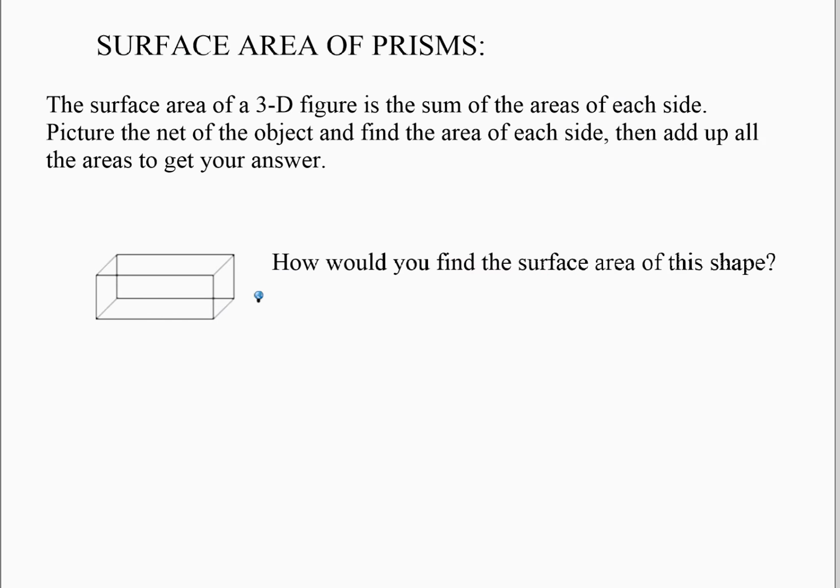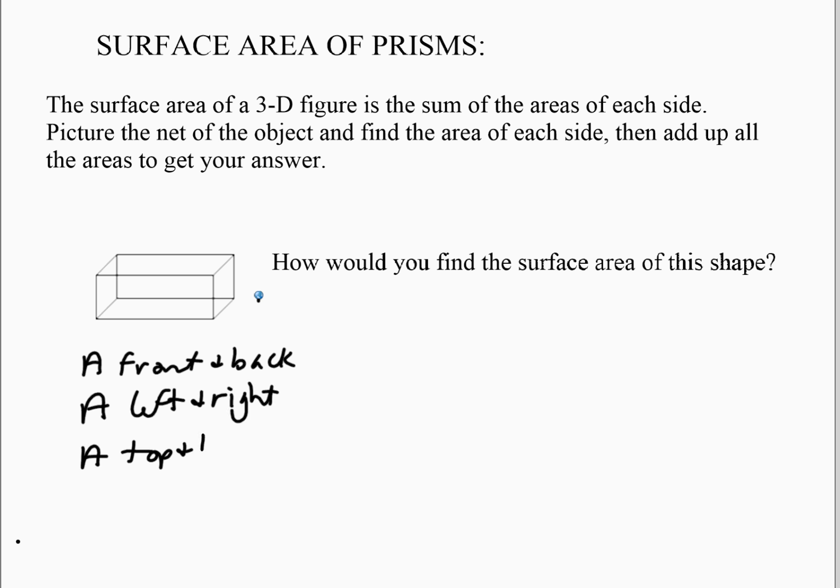So when you are finding surface area of a prism, you're going to find the area of the front and back. You're going to find the area of the left and right. And you're going to find the area of the top and bottom. And then all you're going to do is add those together, and that's going to equal the surface area. And remember, finding the area of a rectangle is just base times height. So all you have to do in your mind is break the shape down into its 3 different rectangles, find the area, times it by 2, add the next one, and add the next one.